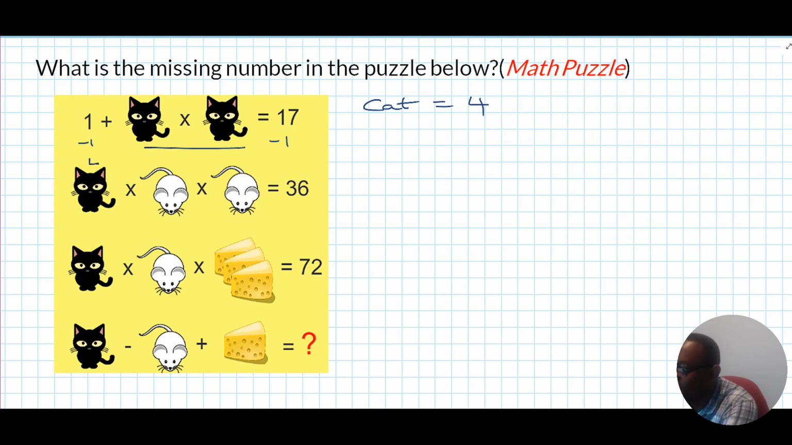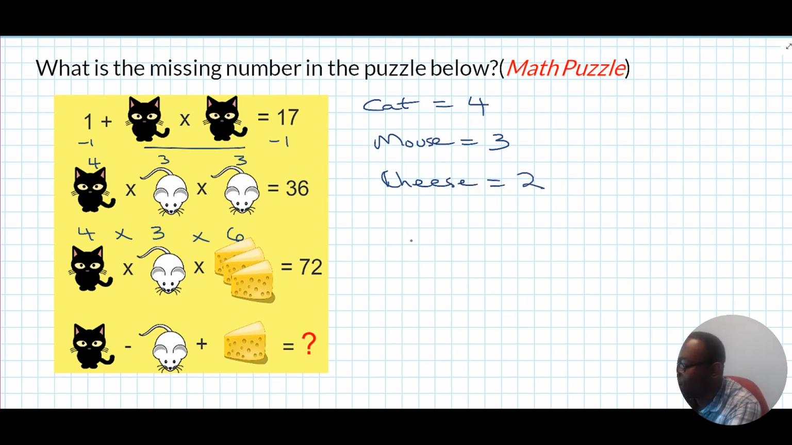Then let's look at the mouse. You have 4 here, and 4 multiplied by 9 is 36. So each of this is going to be 3. So the mouse is equal to 3. And so now we have 4 multiplied by 3. And so you have 3 blocks of cheese equal to 6. So 1 block of cheese is equal to 2.